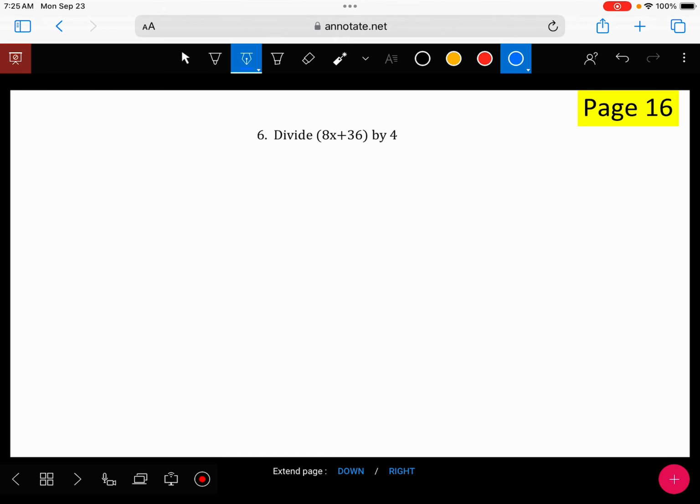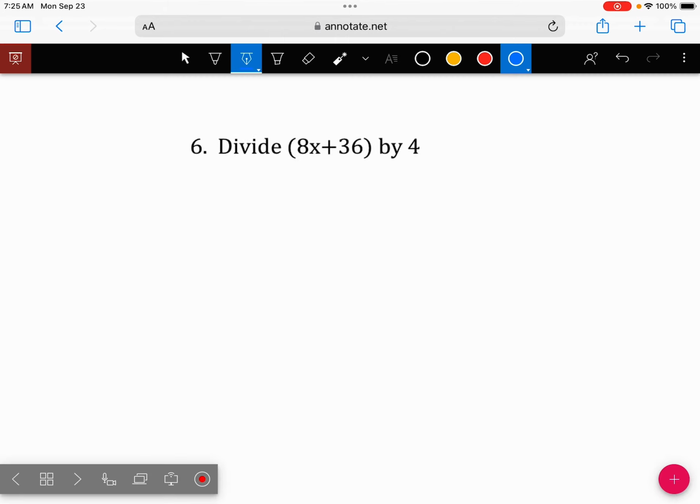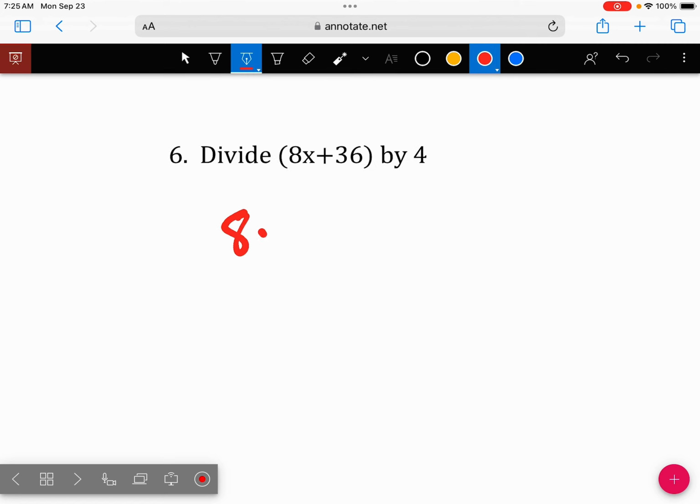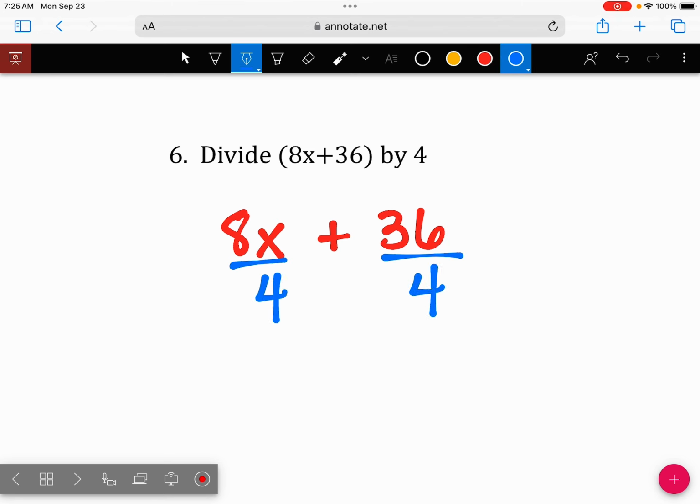Okay, so go ahead and try to do this second one. Set it up. So we're taking both of these terms and we're dividing them both by 4. Go ahead and write what you would get after you simplify that.